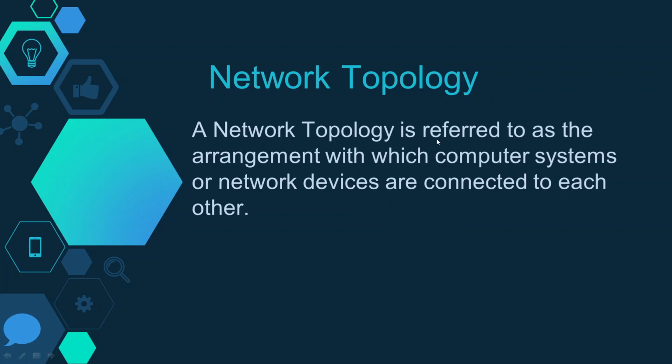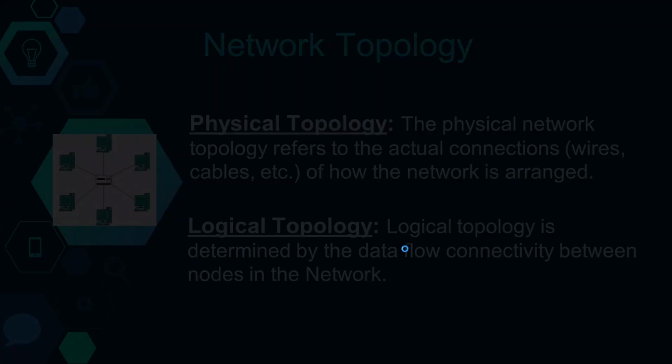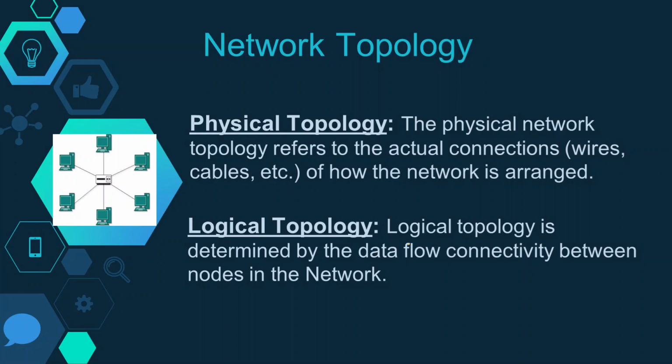A network topology refers to the arrangement with which computer systems or network devices are connected to each other. The network topology can be either a physical topology or a logical topology. The physical network topology refers to the actual connections, such as wires and cables, of how the network is arranged.